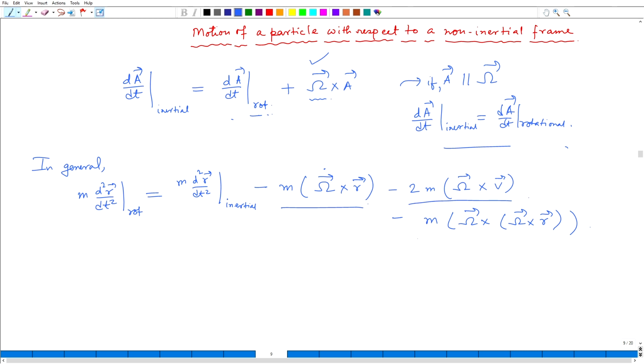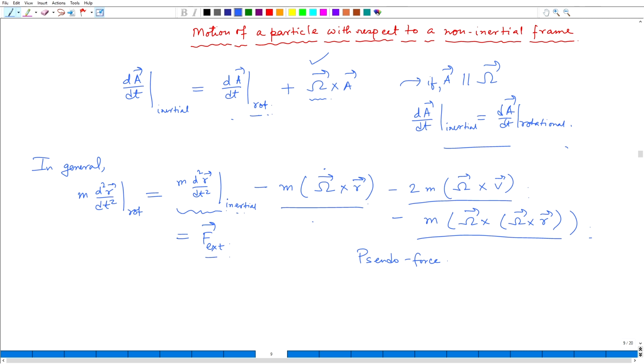Now, of course, we have said that this is known as the Euler force, this is known as the Coriolis force, and this is known as the centrifugal force, and all these three forces are non-existent with respect to an inertial frame of reference, and they are known as pseudo forces. And this one is exactly equal to the net external force, because in an inertial frame of reference Newton's law holds good.